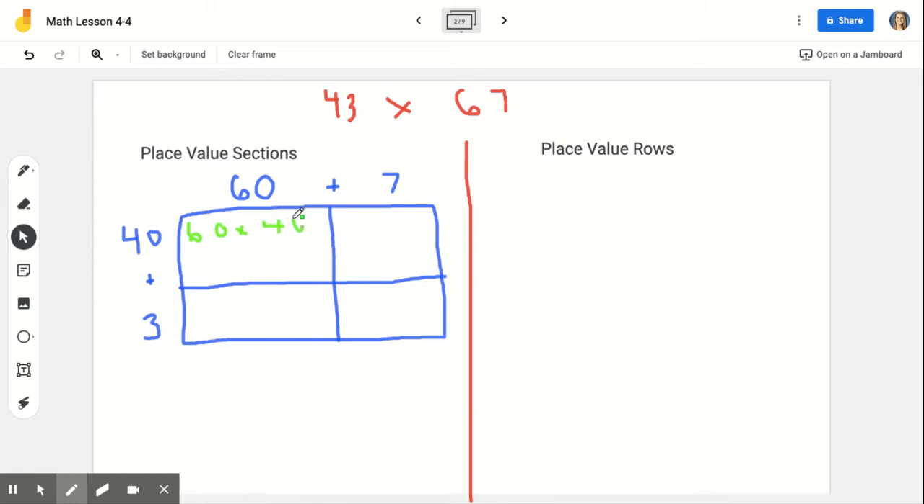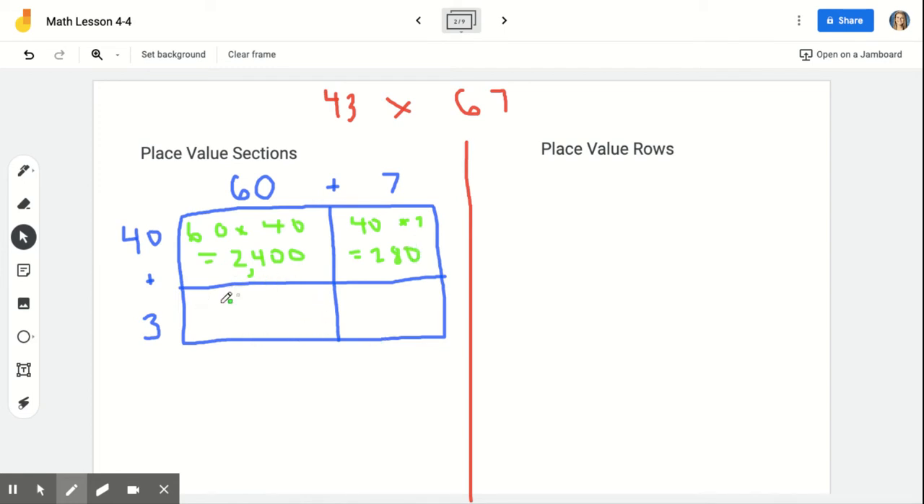Go ahead and write it out with me. 60 times 40 is equal to 24 plus 2 zeros brings us to 2,400. This box over here, we're going to be multiplying 7 times 40. Go ahead and write that out and then solve. 7 times 40 is equal to 280.